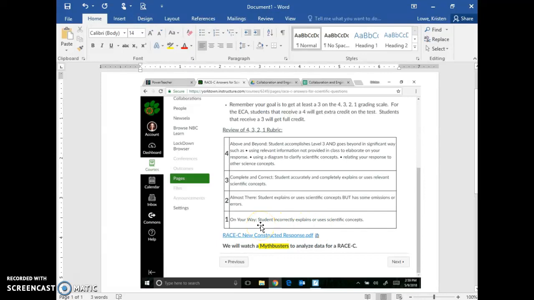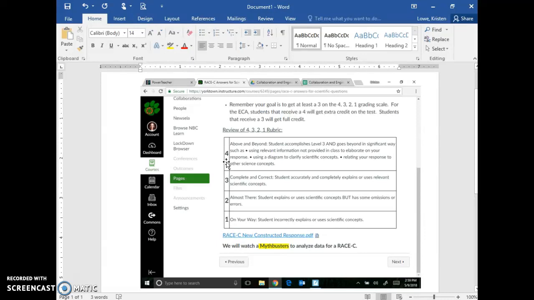Good news is, on the ECA, we're going to grade you a little bit differently. A 3 on the ECA only will be considered a 100%. And then this 4 will be considered extra credit. So for those of you that have always complained, why do you want us to get above and beyond? Why not make 4 the 100%?